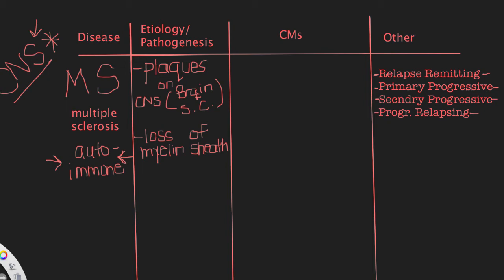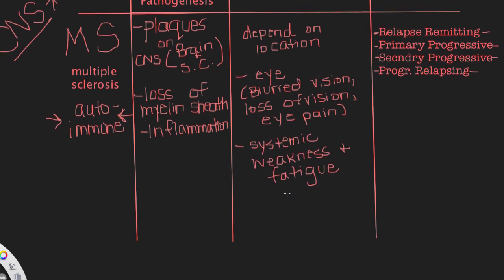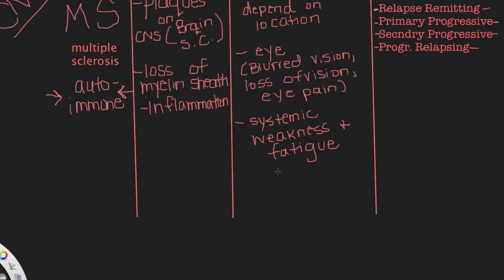All right, so due to all the inflammation that you see with multiple sclerosis, your clinical manifestations will vary, and they vary really depending on the location of the damage. But you typically see eye problems. By that I mean blurred vision, sometimes total loss of vision. You see a lot of systemic weakness and extreme fatigue. Another problem that you may see is loss of balance and coordination, which is due to this loss of the myelin sheath and is a huge risk of falls for your patient.